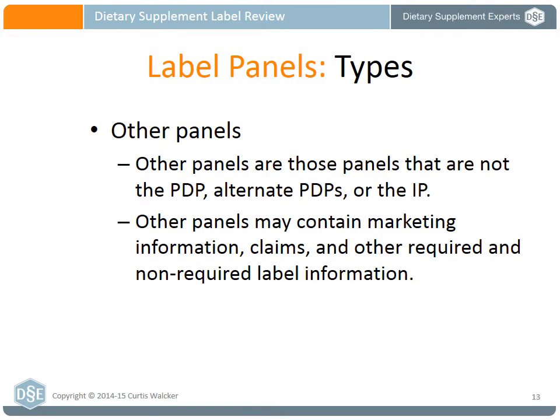The last type of label panels are the other panels. Other panels are those panels that are not the PDP, alternate PDPs, or the IP. These panels may contain marketing information, claims, and other required and non-required label information.